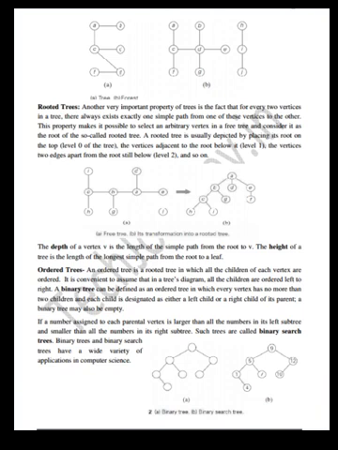Ordered trees. An ordered tree is a rooted tree in which all the children of each vertex are ordered. It is convenient to assume that in a tree's diagram all the children are ordered left to right. A binary tree can be defined as an ordered tree in which every vertex has no more than two children and each child is designated as either a left child or a right child of its parent. A binary tree may also be empty.